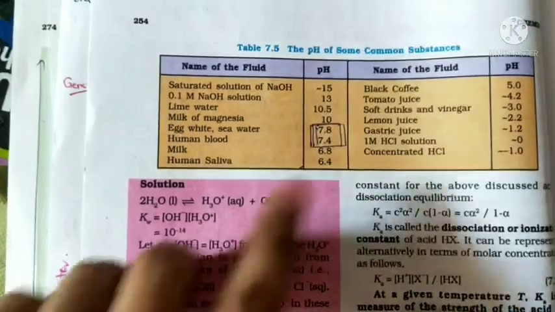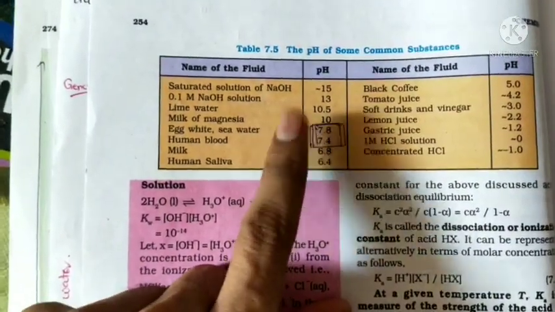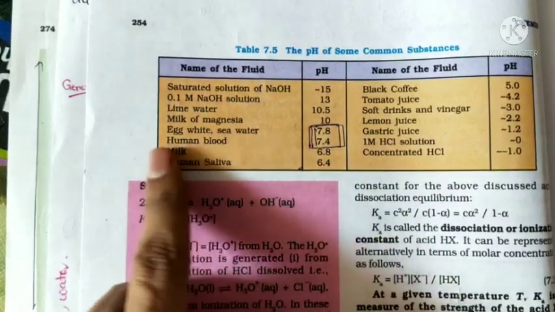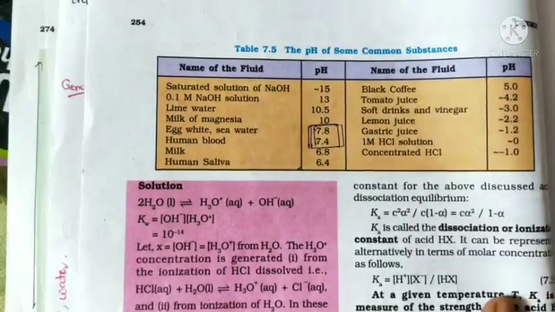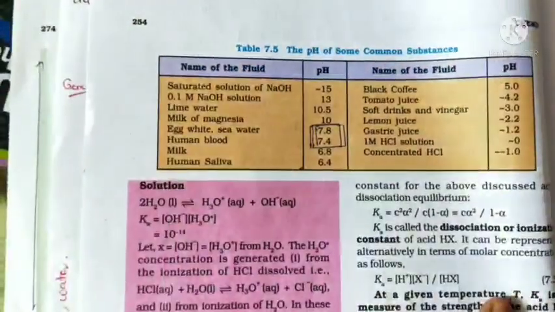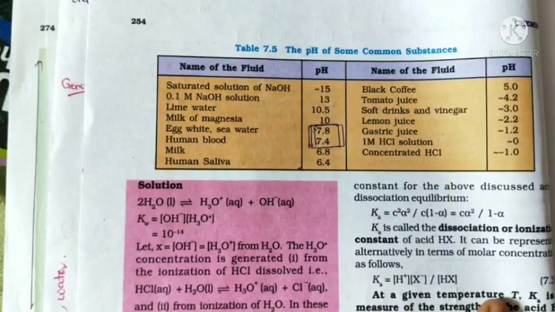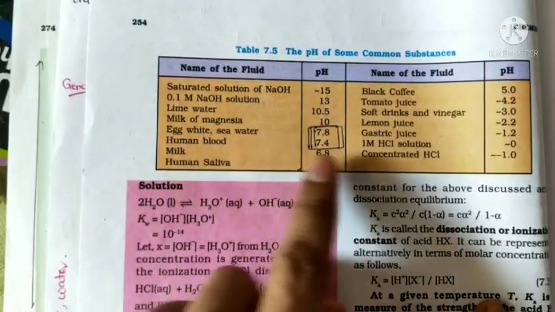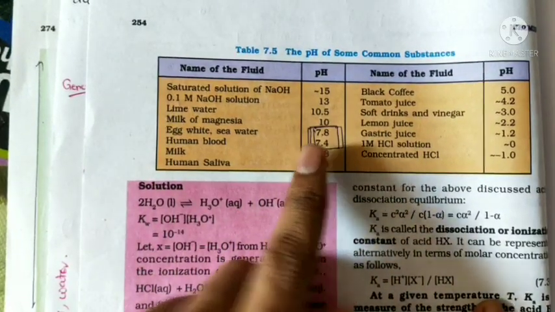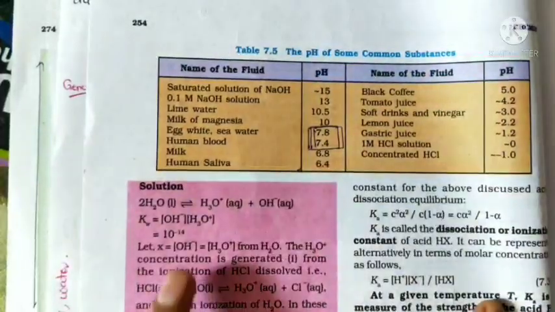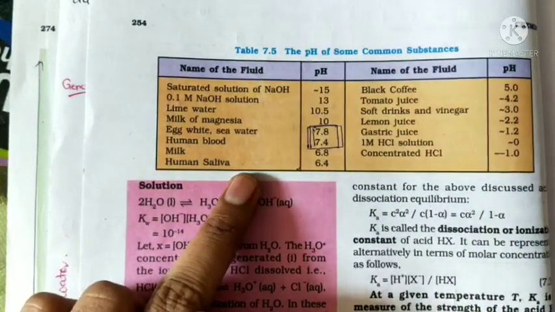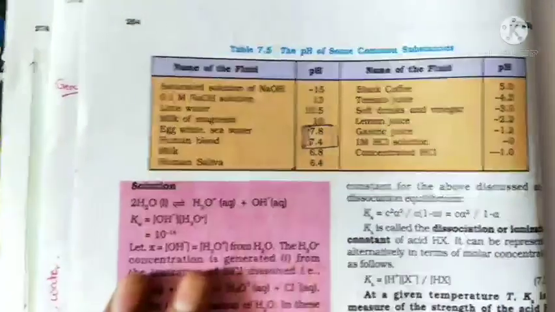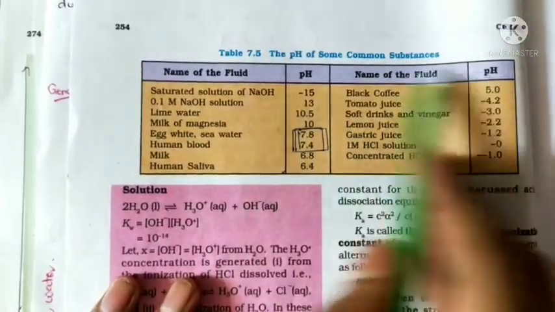A pH value of 7 means the solution is neutral. Our human blood always maintains neutrality. If it is acidic or basic, it is poisonous and dangerous to our body. So our blood always maintains neutrality, that means the pH value of our blood is about 7. Human saliva has 6.4 and milk has 6.8. Like this, you can see the pH values.